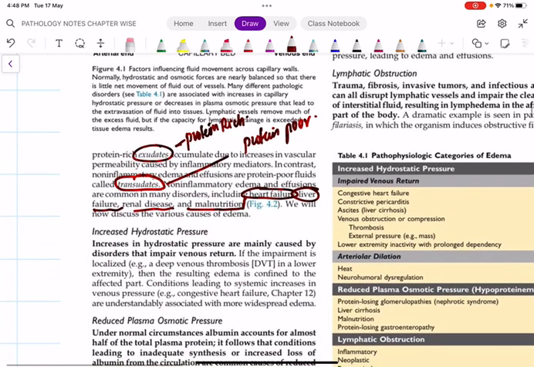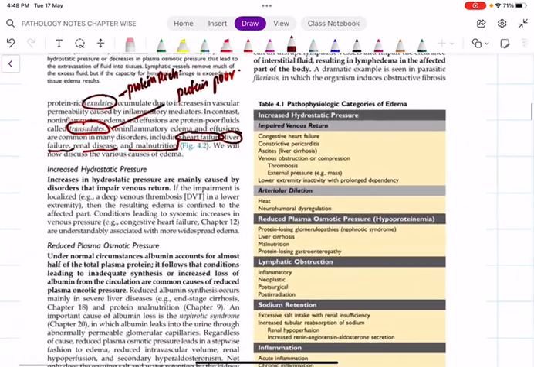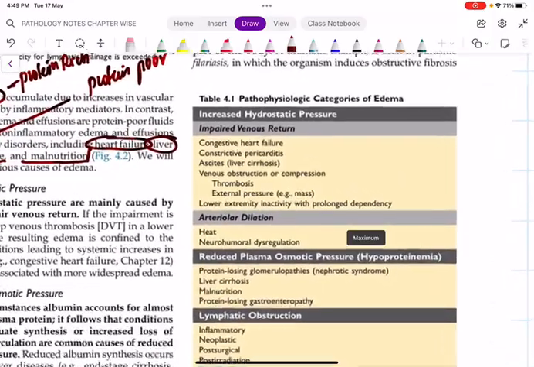Now let us see the various causes of edema. Number one, increased hydrostatic pressure. When the hydrostatic pressure increases, what will happen? There will be poor venous return. Here you can focus on this table. If you write this table, this is more than enough. Just focus on this table. So we have various causes.